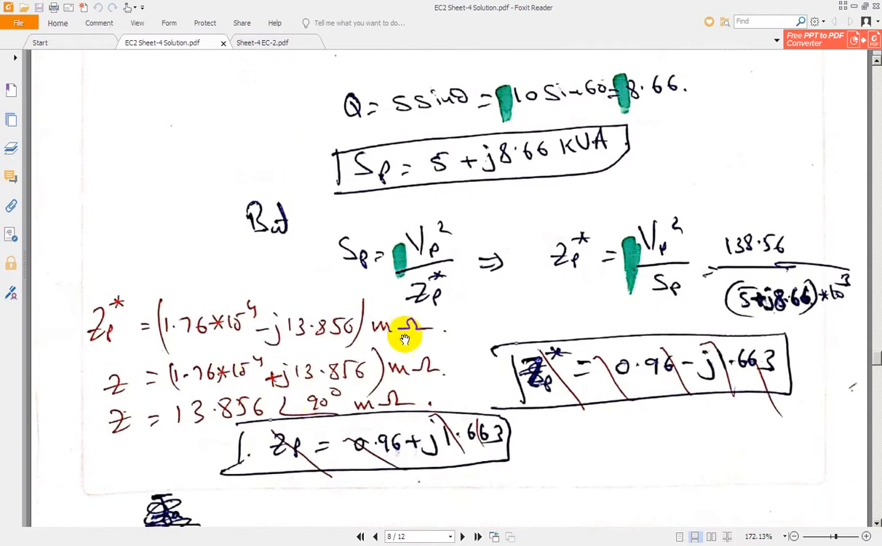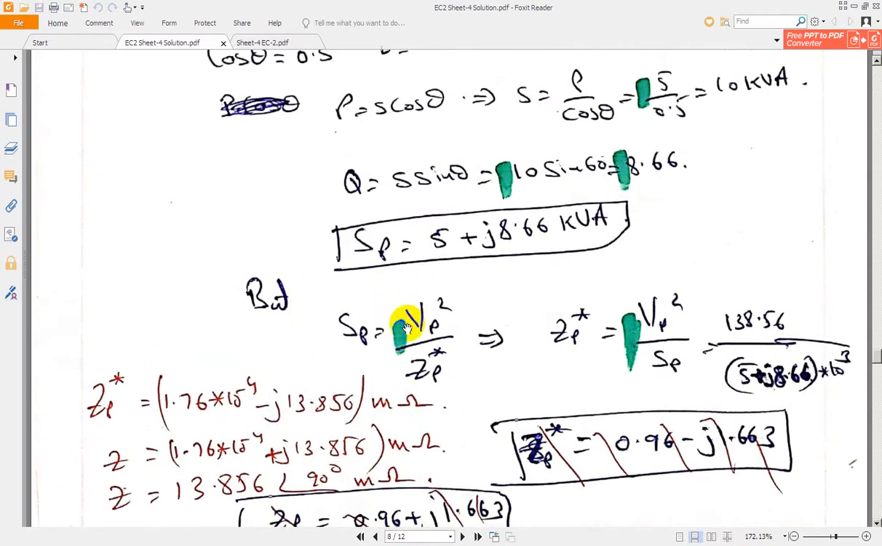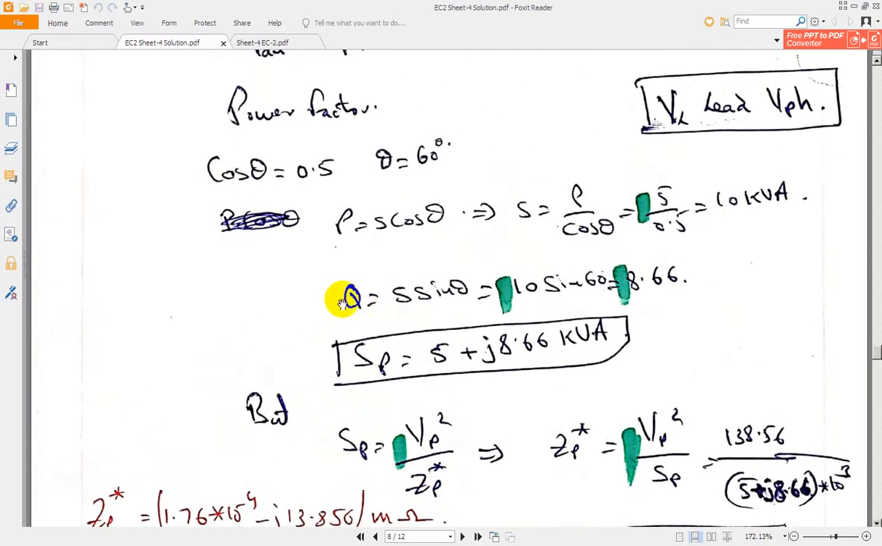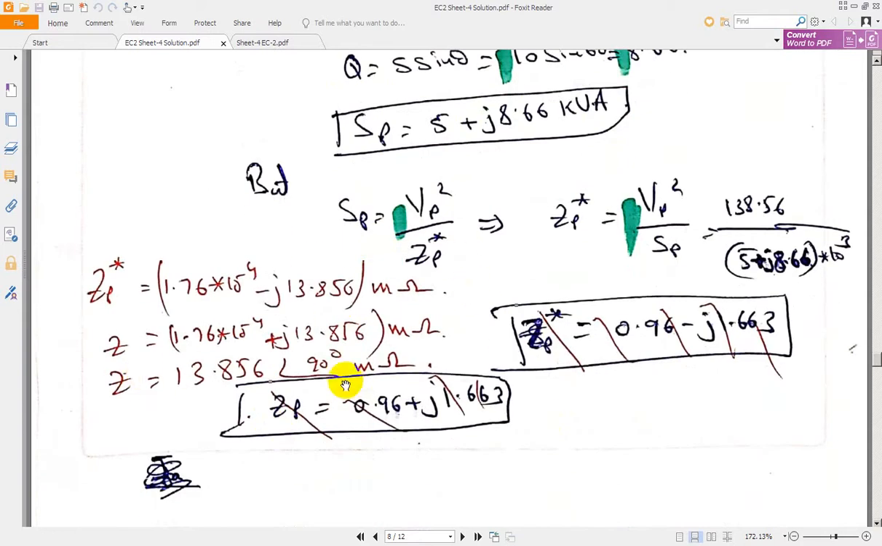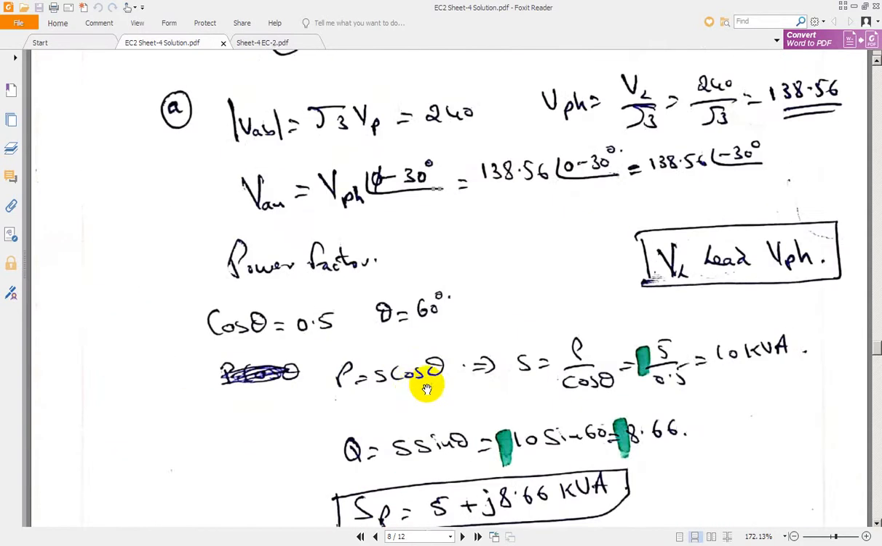Why have we evaluated this S value? To use this formula for the evaluation of Zp, we should know S. For the evaluation of S, we are calculating P and Q. We got P from the question, Q has to be evaluated. For the evaluation of Q, we need to know S. So S is evaluated from the real value that has been given in the question. We got the Q value, substitute that Q value, and we will get the S value. After using S, you will get all these things. With this, we have calculated the load impedance.